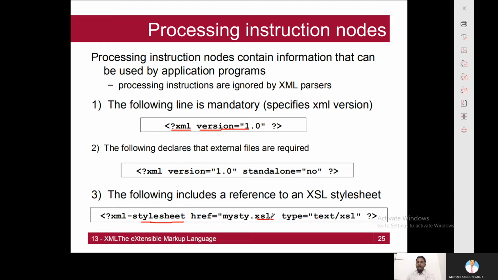Now suppose we are creating an XML file, and within that XML file we are using a style sheet. The style sheet related styles are present in a separate file. That file name is mysty.xsl. XSL is the extension for the style sheet, and we are specifying what the type of that file is. What does it consist of? It is nothing but text, and it is for XSL.